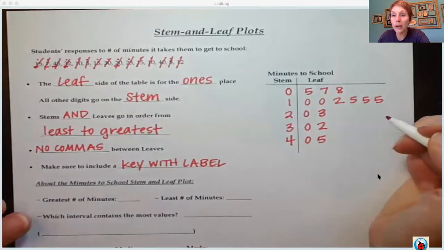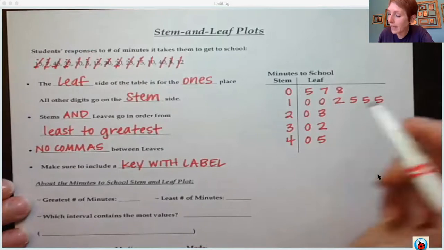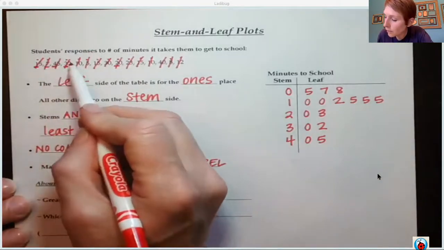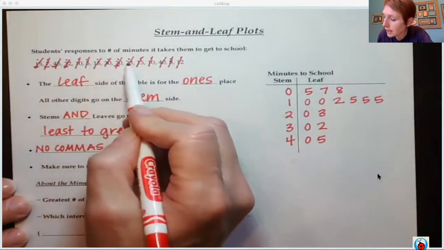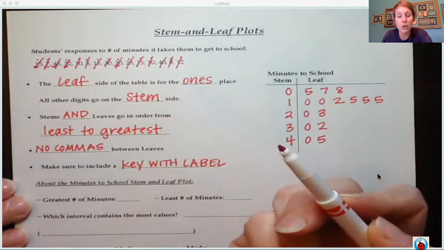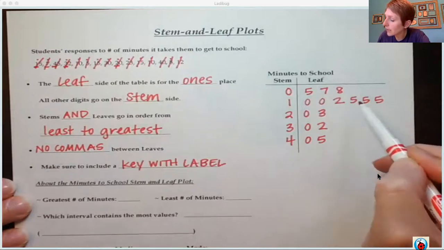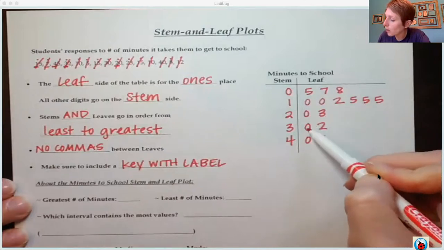Always be super careful with your data to make sure you don't forget anyone. That's why I like to cross my pieces off. You can also go back and count 1, 2, 3, 4, 5, 6, 7, 8, 9, 10, 11, 12, 13, 14, 15. That's how many leaves you should have if you did it right.